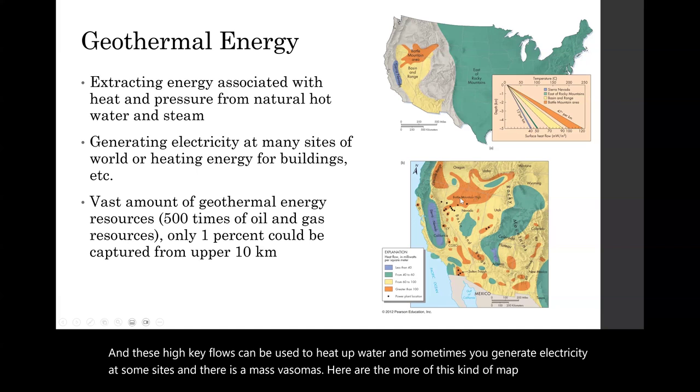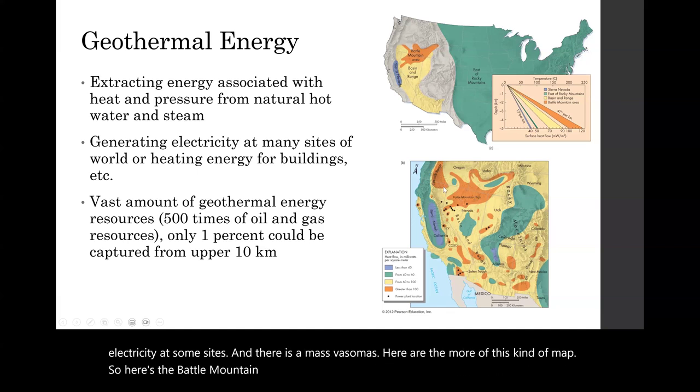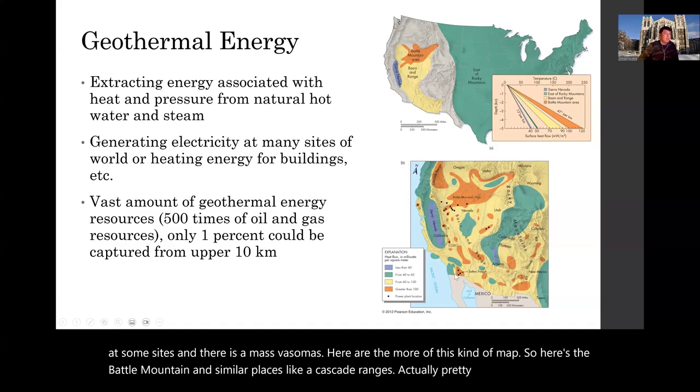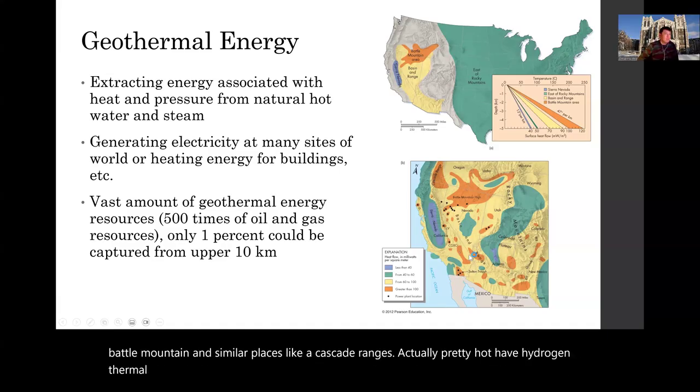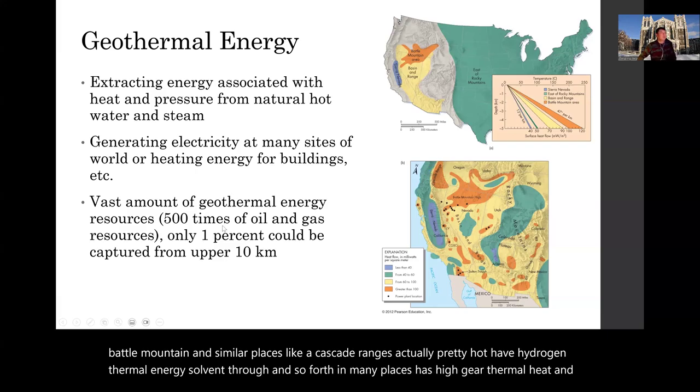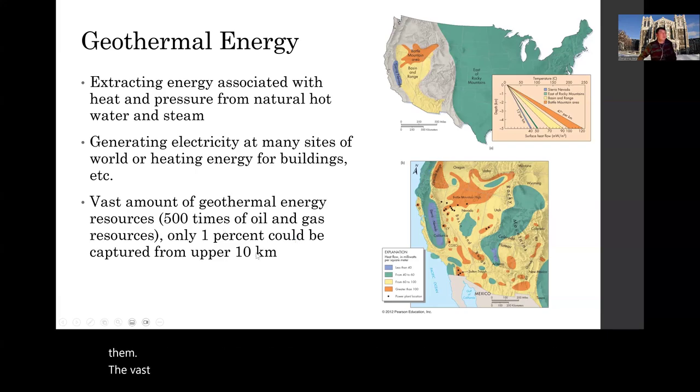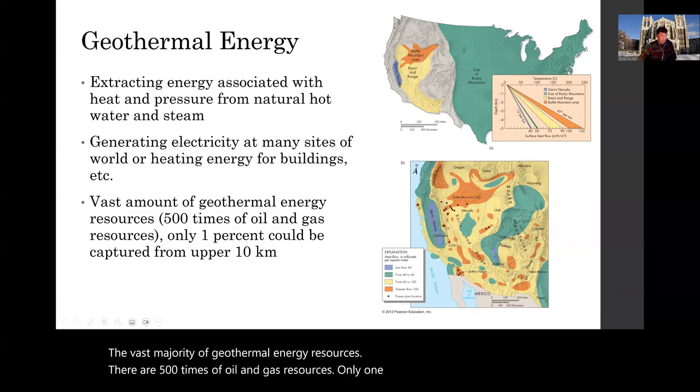So here's the Battle Mountain and similar places like in the Cascade Ranges, actually pretty hot, with high geothermal energy, Southern Trough, and so forth. So many places have high geothermal heat, and then we can use them. The vast majority of geothermal energy resources are 500 times those of oil and gas resources. Only 1% could be captured from the upper kilometers.